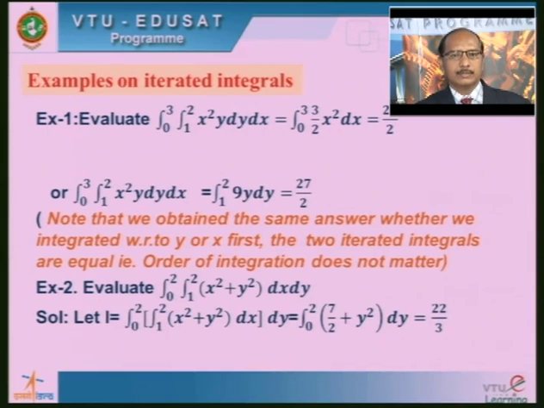Take another example, that is 0 to 2 and 1 to 2 of x square plus y square dx dy. Here dx is the inner integral, that is integration of x square plus y square dx from the limits 1 to 2. You integrate with respect to x, keeping y constant, so x cube by 3 and y square into x, you will get. Putting in place of x the limits 1 to 2, that becomes 7 by 3 plus y square, and integrating dy gives 22 by 3.